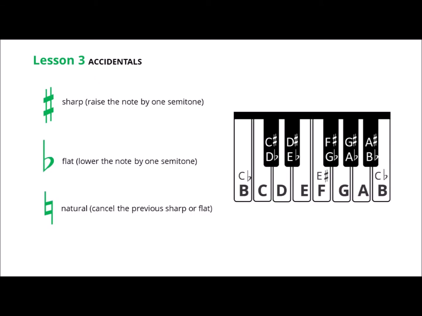There are 3 main signs known as accidentals, which change the pitch of a note. A sharp raises a note to the very next note. A flat lowers a note to the very next note, and a natural cancels a previous sharp or flat. A bar line will also cancel a sharp or a flat in a bar. Using accidentals means that each note has 2 names.